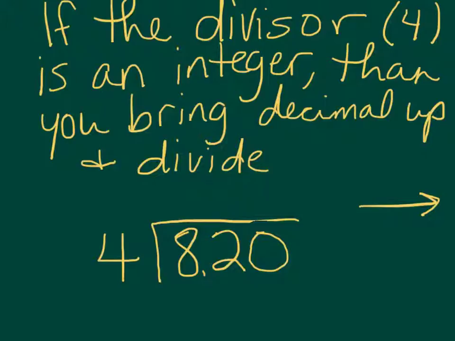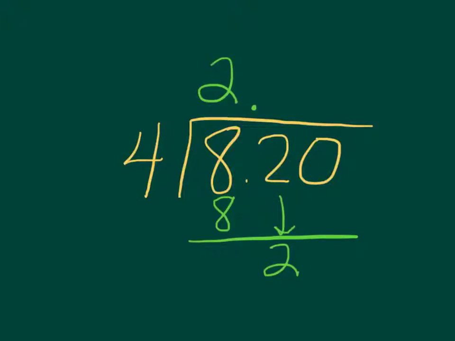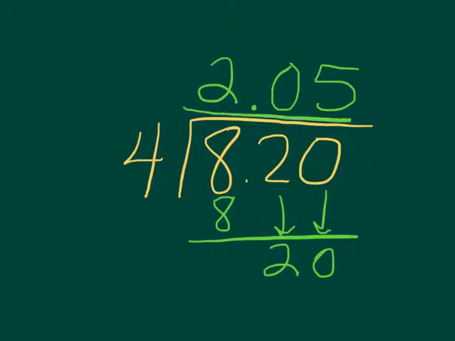All we have to do is bring the decimal straight up and then divide as normal. So we're going to do that. We're going to bring the decimal straight up. 4 goes into 8 2 times, which is 8. We bring down the 2. 4 cannot go into 2, so we have to add a 0. Notice it's behind the decimal. Okay, and we bring the next number down, which is a 0, and 4 goes into 20 5 times. So in this particular answer, our number is 2 and 5/100.